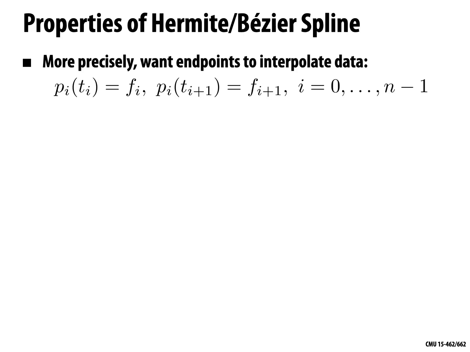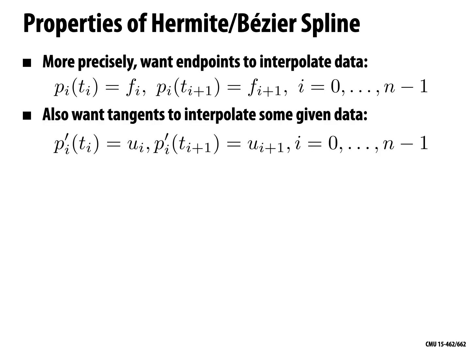So more precisely, when we have a Bezier curve, we want the endpoints to interpolate the data. At each knot, we want to pass through a particular value f. And we also want tangents to interpolate some given data. So for each little segment, let's say we look at the ith segment, then the derivative at the left endpoint, p prime sub i at t sub i, is equal to some given value u sub i, and at the right endpoint, p sub i prime of t sub i plus 1 is equal to some other value u sub i plus 1.